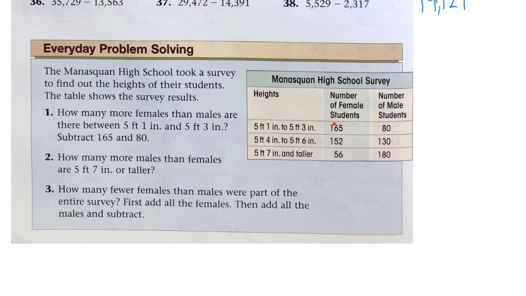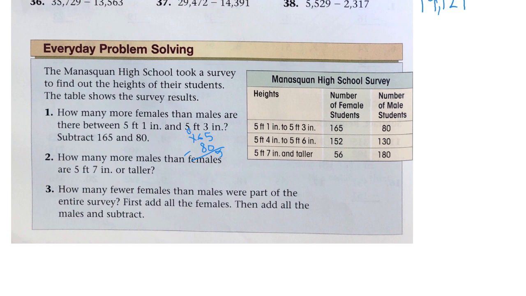There are 165 females between 5'1" and 5'3". There are 80 male students in that same height range. So 165 minus 80, line up the digits. 5 take away 0 is 5. We can't take 8 from 6, so we're going to take that.